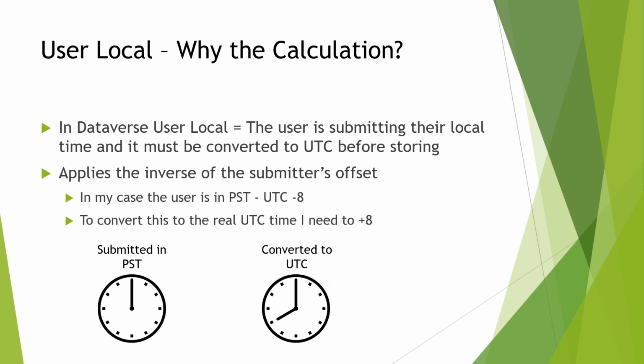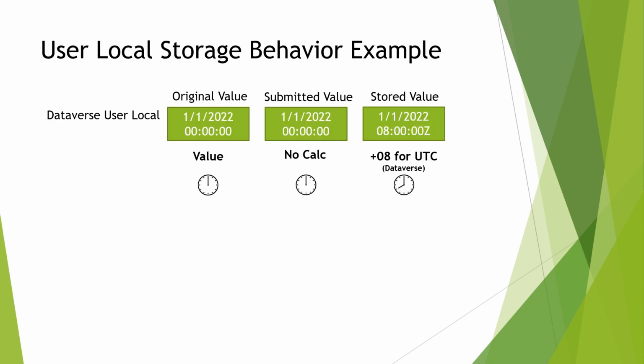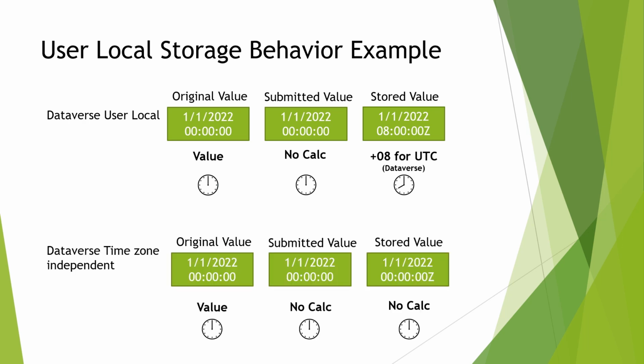So why does this happen? Because in Dataverse, if the column is set to user local, it triggers logic that says, I'm submitting a user local time, I need to convert it to UTC before storing it. The calculation applies the inverse of the offset, so submitted time with a UTC of minus 8 requires 8 hours to be added to turn it into UTC. Here are examples of what happens when storing date-time values. When storing in a user local column, Dataverse calculates what the true UTC time is based on the submitting user's offset before storing it. If the column is time zone independent, no calculations occur at all.